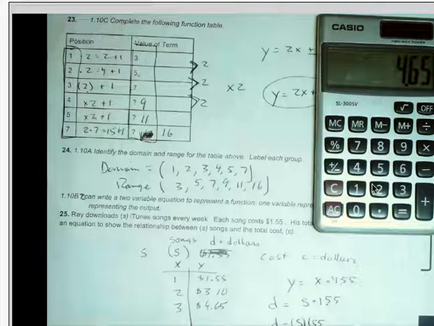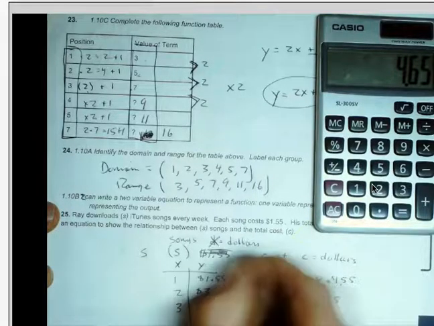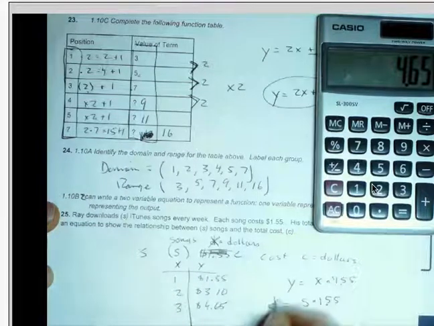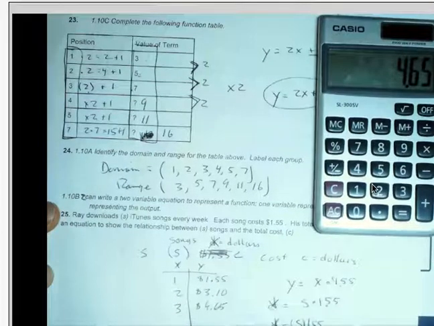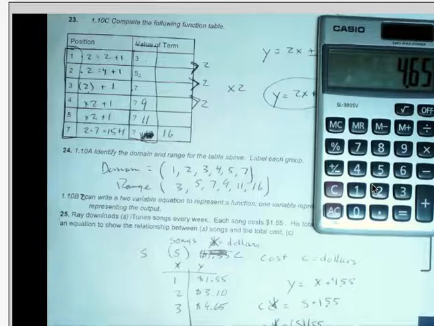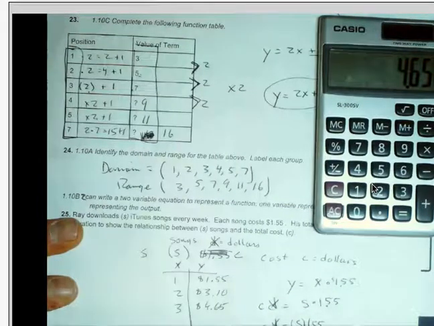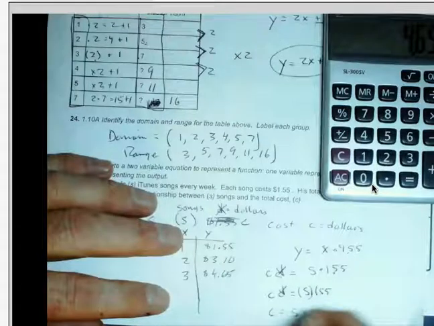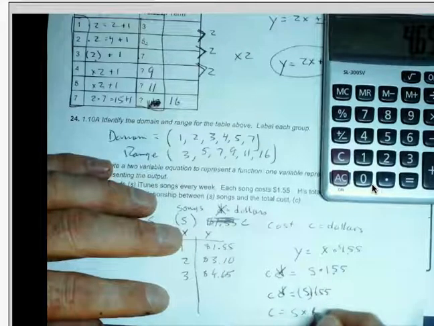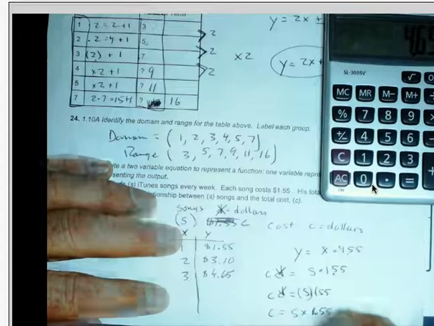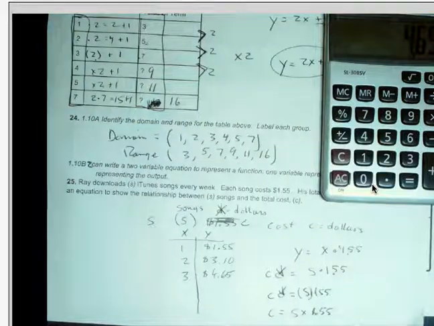Okay, sorry, it's actually not the dollars, but the cost. Sorry about that. The cost is equal to the songs times 1.55. The cost equals S times 1.55.